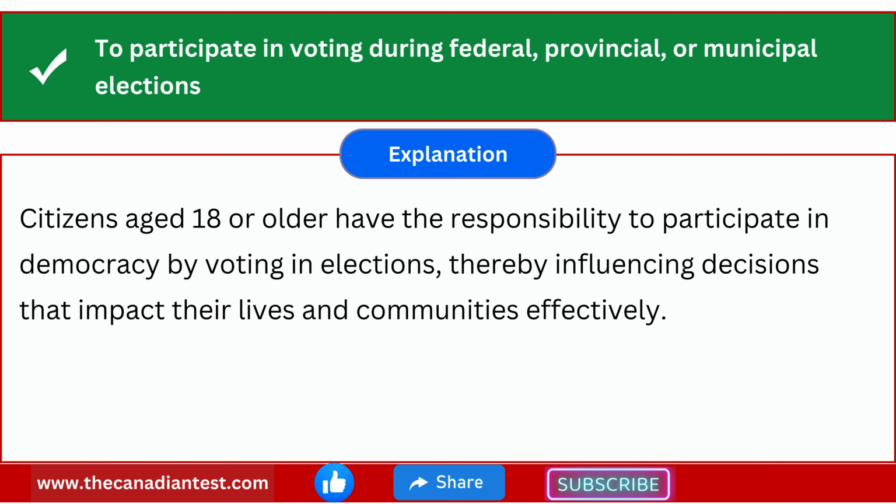The correct answer is to participate in voting during federal, provincial, or municipal elections. Explanation: citizens aged 18 or older have the responsibility to participate in democracy by voting in elections, thereby influencing decisions that impact their lives and communities effectively.